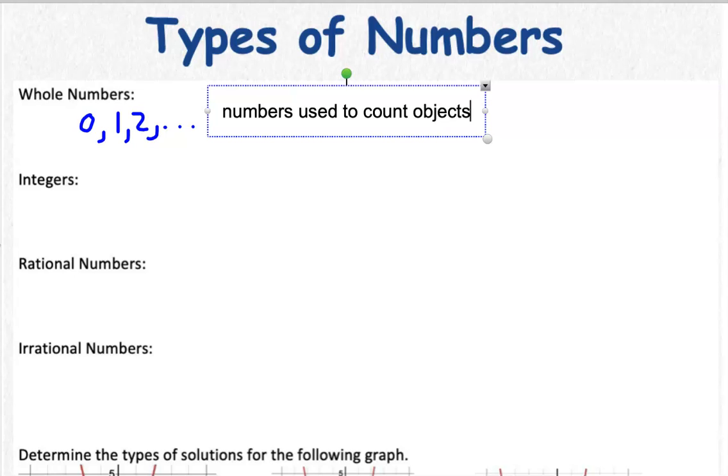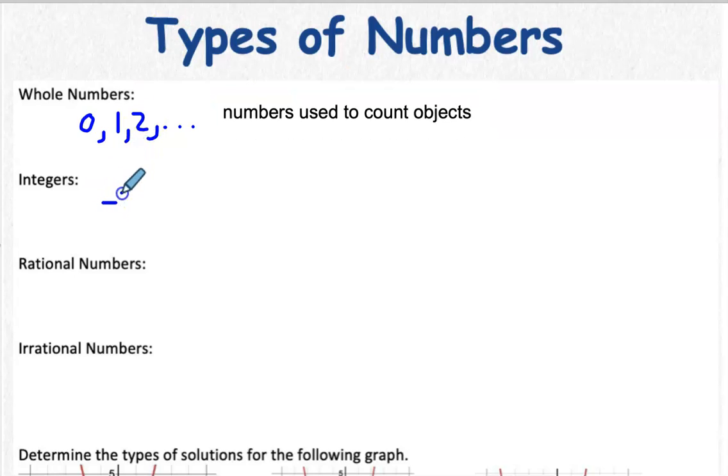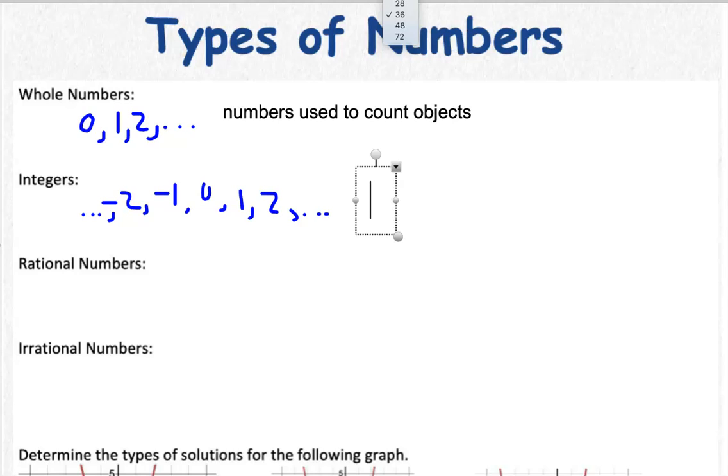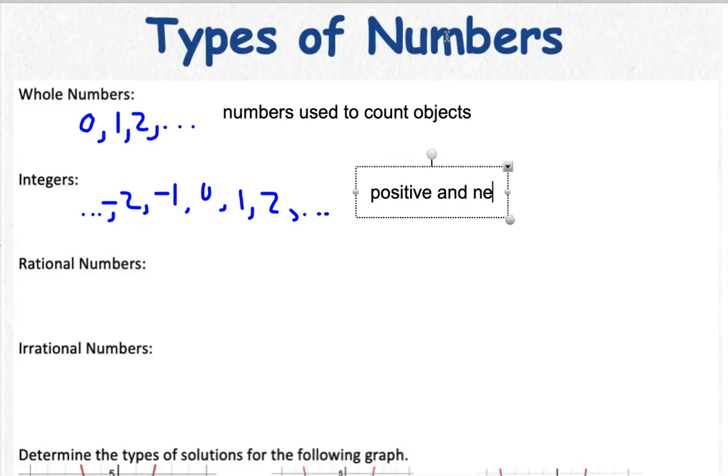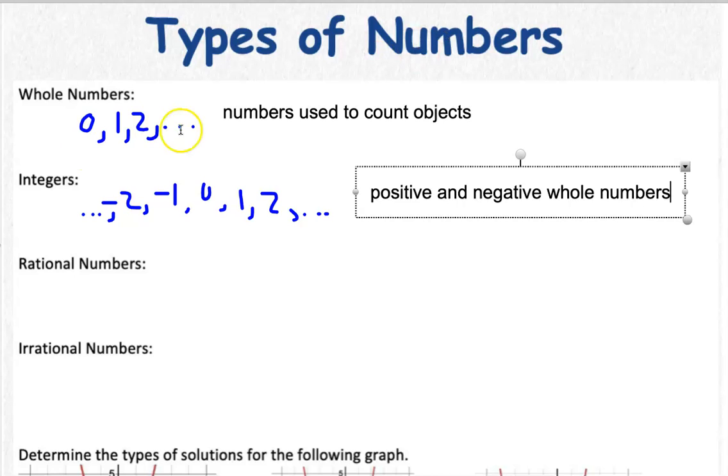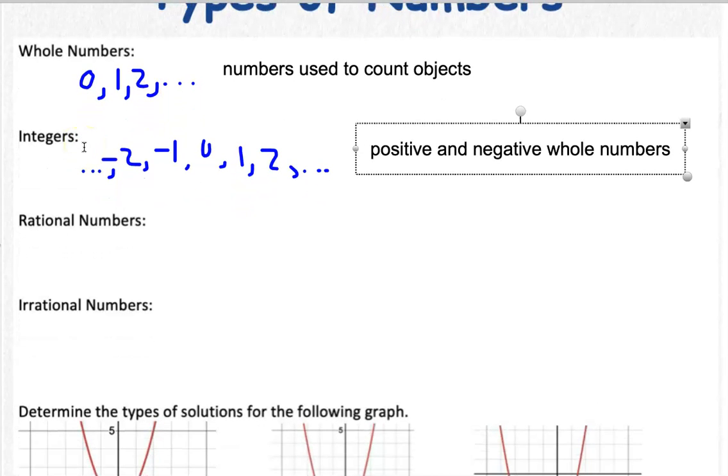Next up are our integers. So our integers are numbers like -2, -1, 0, 1, 2, and so on in both directions. These look very similar to the whole numbers. The only difference is we now add in the negatives. So we say that integers are positive and negative whole numbers. We're going somewhere with this. There's a reason we're doing this. It'll all tie together in a second.